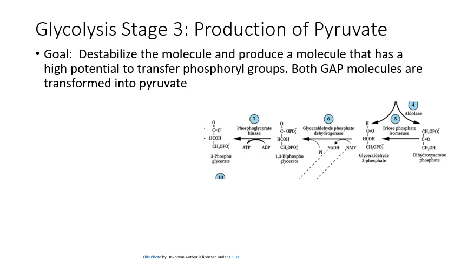In step 7, we transform 1,3-bisphosphoglycerate, or 1,3-BPG, into 3-phosphoglycerate by removing the phosphate from carbon 3 and adding it to an ADP to form ATP. And this stage will form energy.